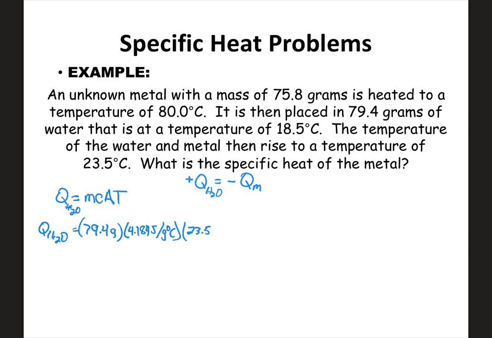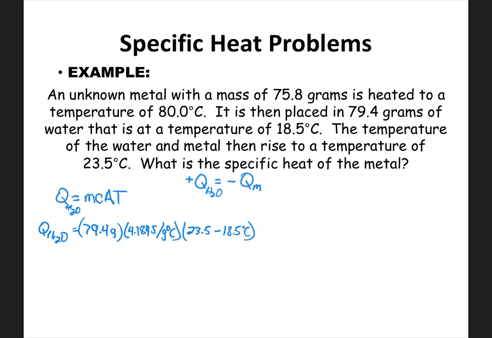All right. Realize here, because the water and the metal are sitting together, you took the metal and put it in water, they always end up at the same final temperature. So they may not specifically say that the final temperature is for the water, but realize if you know the final temperature of the metal, you know the final temperature of the water. All right, minus the initial. Remember, delta T is final minus initial, and the initial temp of the water was 18.5.